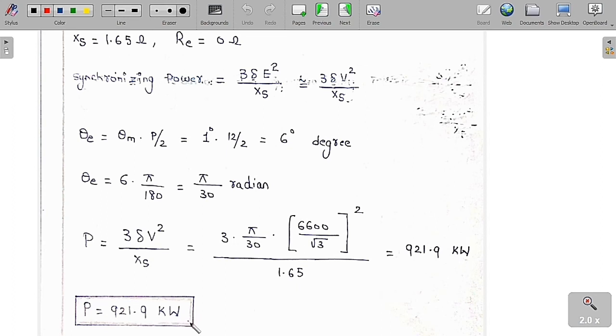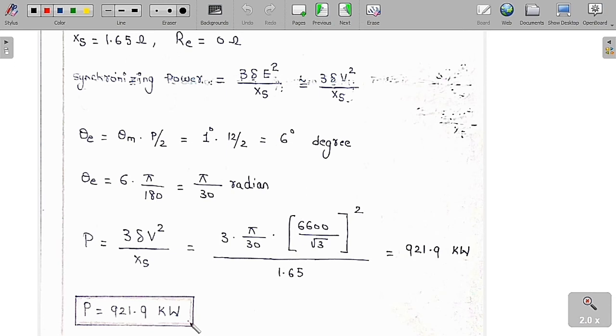So the synchronizing power is equal to 3 delta V square by Xs, as E is nearly equal to V. Delta is always the electrical degrees in terms of radians. Electrical degree is equal to mechanical degree into P by 2. So we have converted the mechanical degree into electrical degree, and then into radians, and then we use that value of delta. V is nothing but the per phase voltage. In the question they are given the line voltage, so we have to convert it into phase voltage, because we are going to assume the connection is star connected.